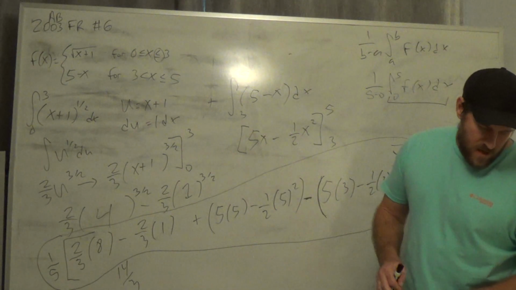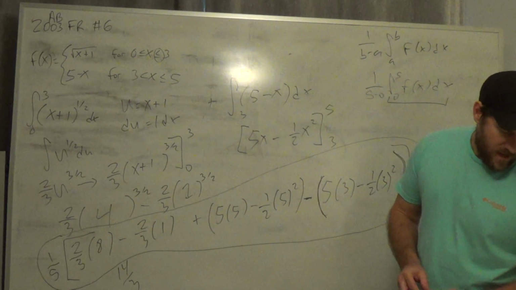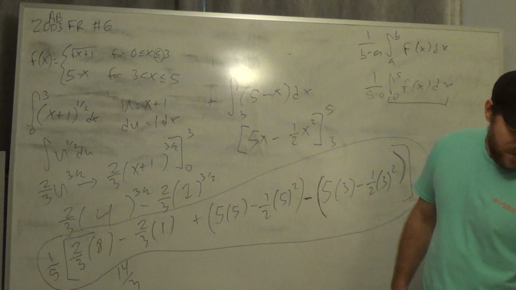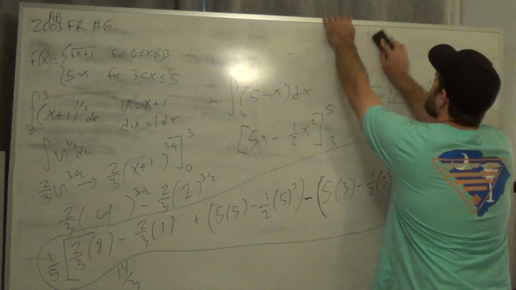Part C asks you to look at a function g and find out what are the values of k and m that make g of x differentiable. So I'm going to erase.